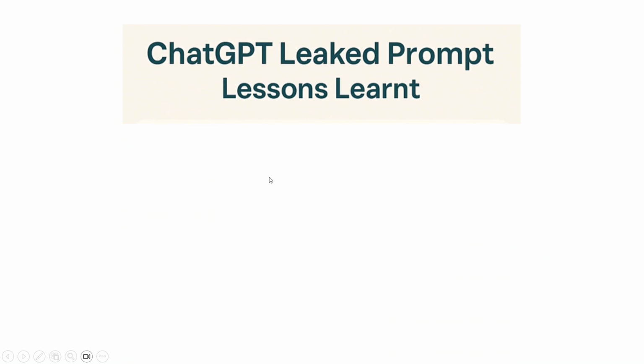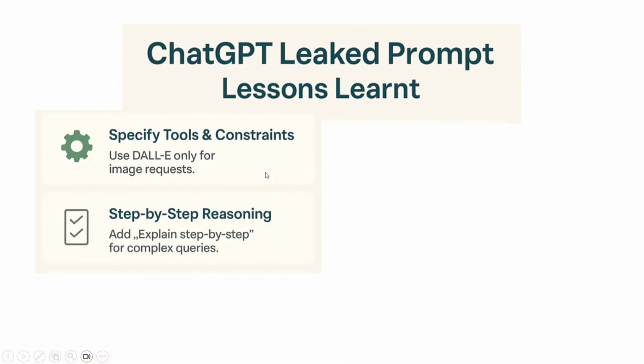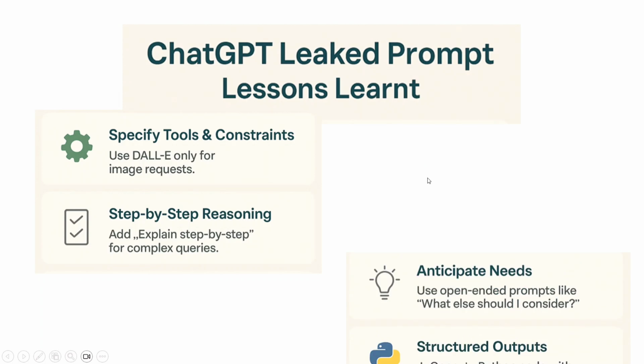ChatGPT leaked prompt, lessons learned. The first set of lessons is specify tools and constraints. For example, when you're asking it to generate images, ask it to use DALL-E only. Step-by-step reasoning: add "explain step-by-step" for complex queries. These are things that I got from the system prompt also. When you're asking it, for example, to generate Python code, ask it to use the Python tool only. This helps the AI not search through the entire pool of tools.